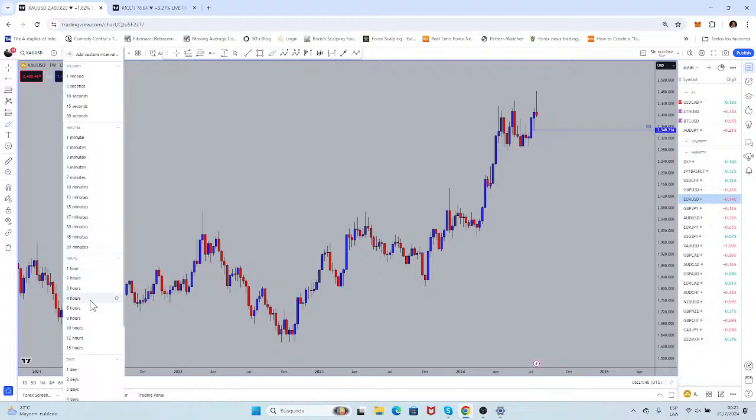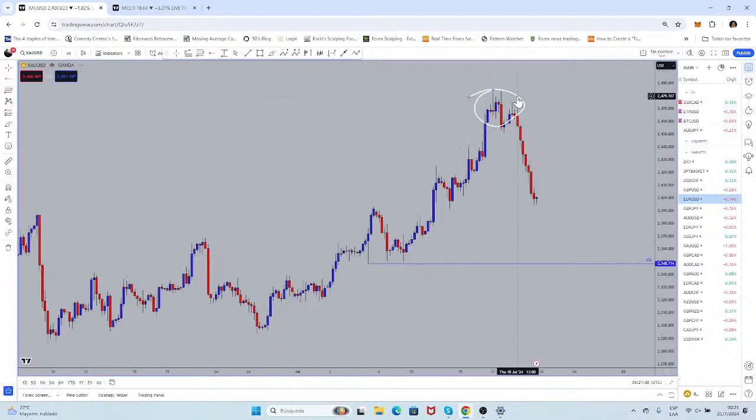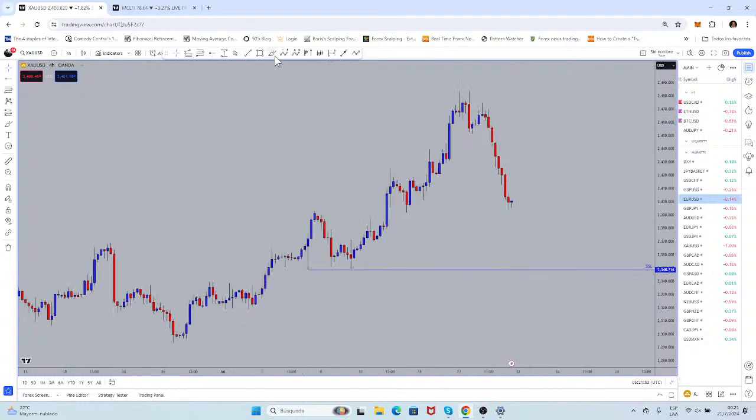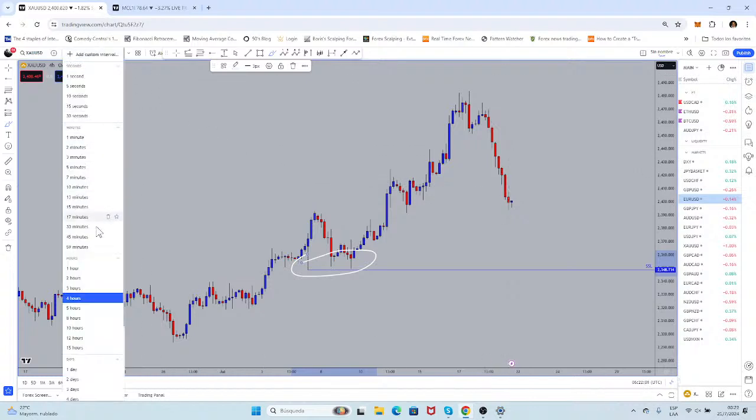After gold hit all-time highs, it retraced a ton. So this to me is not a pullback. This is very bearish. Now we have a ton of liquidity here, so this is a magnet for me, and because of that, I will be looking for shorts in gold at the open.